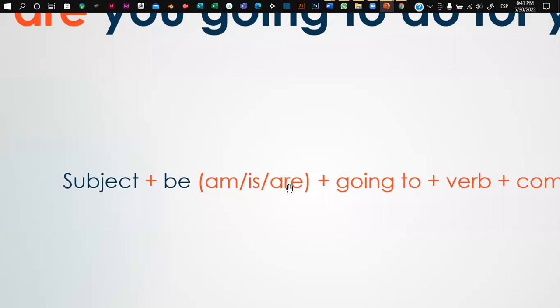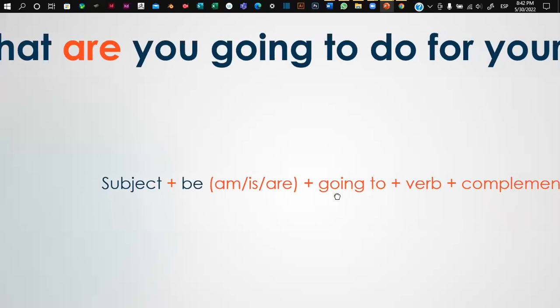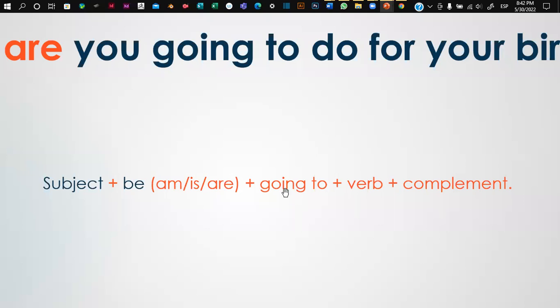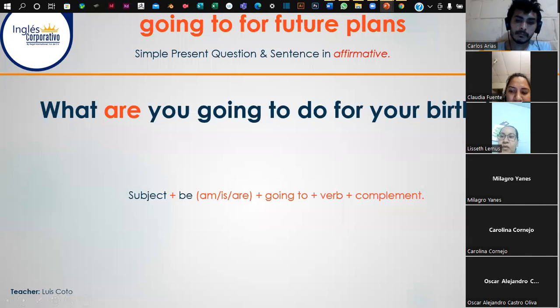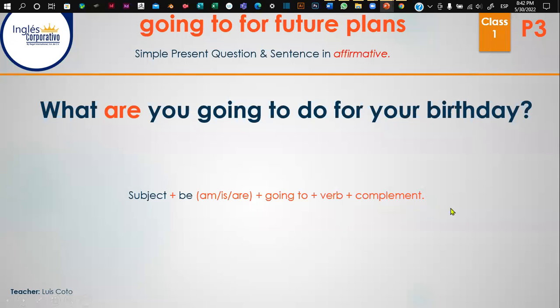Is, or are. Only those three. But depending on the subject, we use the correct form of the verb to be. Next, after the verb to be is? Going to. And then we have the verb. We have the verb, correct? And then the complement. Okay, very good. Let's see. Oscar, what are you going to do for your birthday?